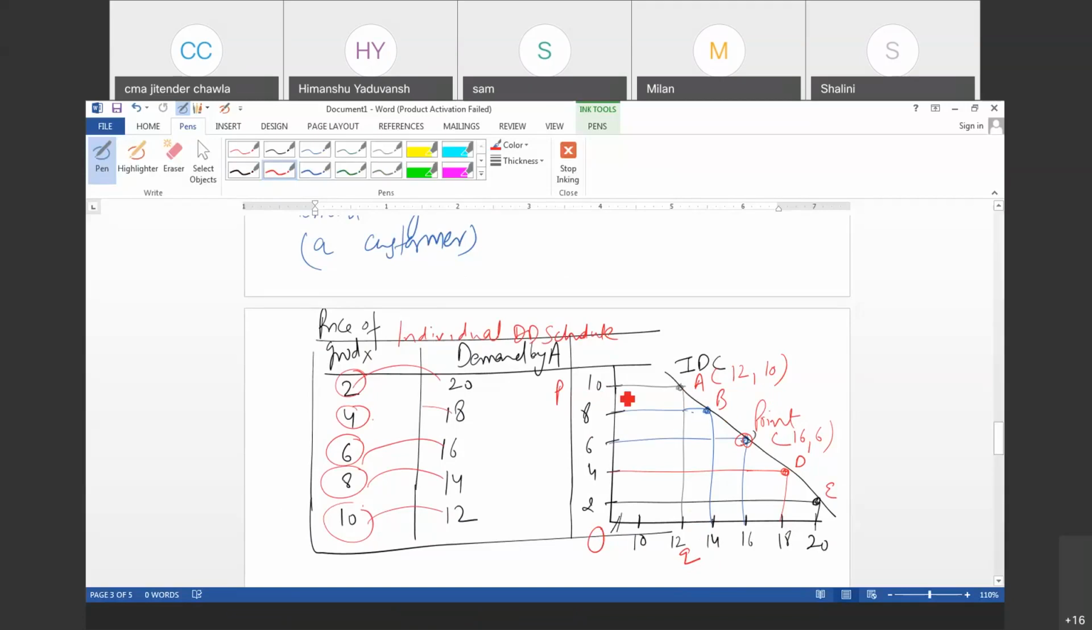And what is the area under this rectangle? This is the area. Would I say area is length into breadth, price into quantity? Price is 10 rupees, quantity is 12. So 120 rupees is what? It is total expenditure by consumer when the price is 10 rupees and he is buying 12 quantity. Am I right?